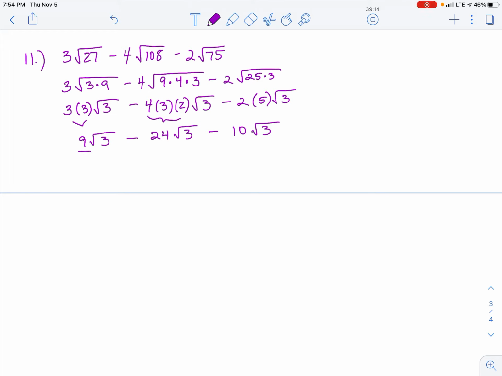So I'd have 9 minus 24 minus 10. You're going to end up with a negative 25 times the square root of 3. 9 minus 24 minus 10 would be minus 25 times the square root of 3. And that's the answer to number 11. Let's look at 18 together.